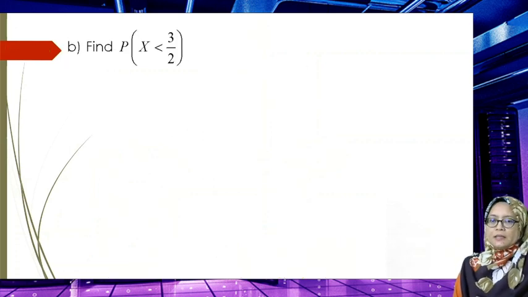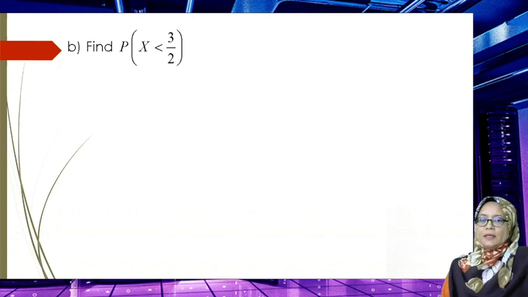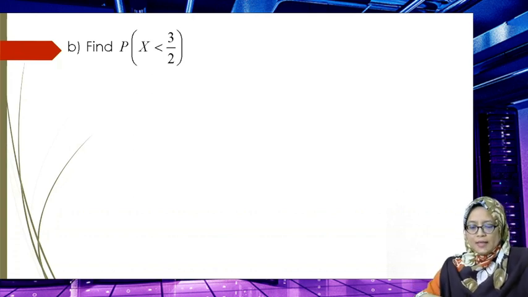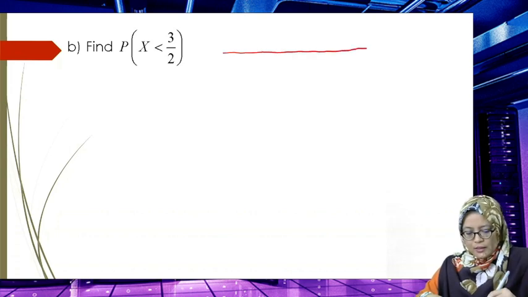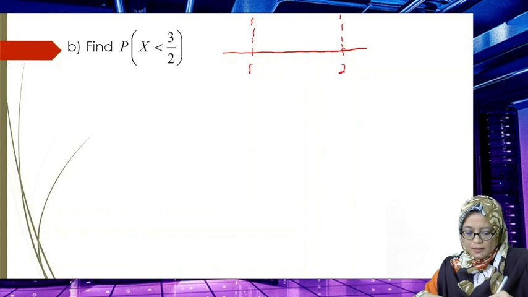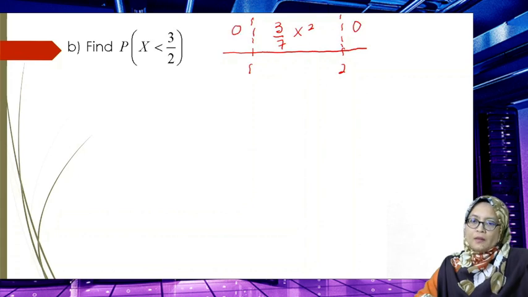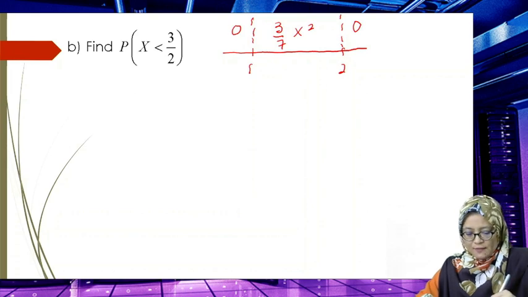Then from there, we want to find the probability of x less than 3 over 2. We can draw the boundary. The interval is from 1 to 2, and the function is 3 over 7 x squared. Other than this interval, it is 0. Less than 3 over 2, where 3 over 2 is 1.5.